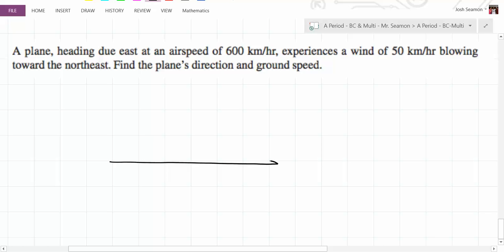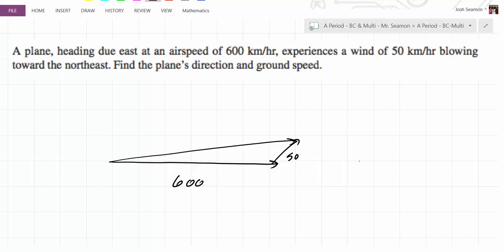So yeah, you're going east. Good job. 600 kilometers an hour. Nice. And then tacked onto it, what do you have? This little northeast one, right? At 50. So is its ground speed going to be greater or less than 600? Greater. It's going to be greater, right? So how did you guys go about doing this one? You're trying to find information about this vector right here. You know it's 45 degrees because it's northeast, right?